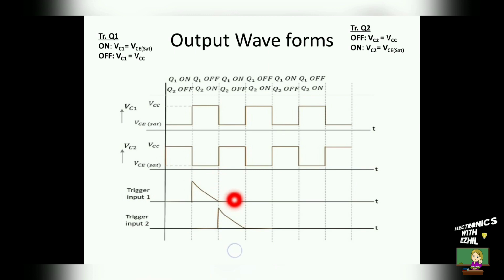The circuit will maintain this logic 0 level until the set trigger pulse is given to the transistor 1. Once the set trigger pulse is given to the transistor 1, the circuit will switch from logic 0 to logic 1. The circuit will maintain this logic 1 level until the reset trigger pulse is given to the transistor 2. Once it is given, the circuit will switch from logic 1 to logic 0, and this repeats.